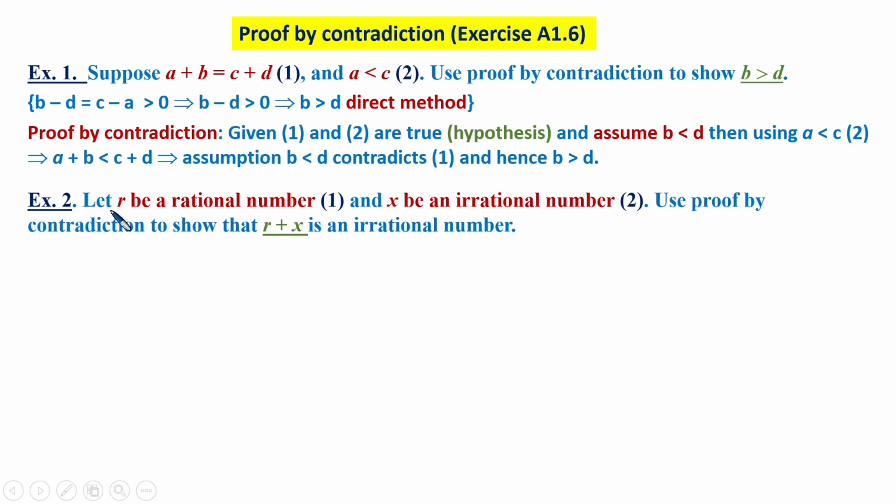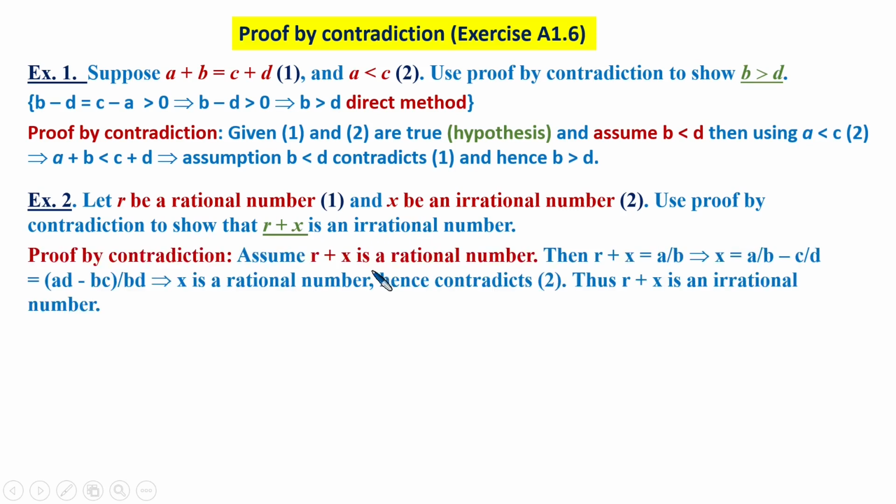Now exercise 2. Let R be a rational number. This is one condition, and let X be an irrational number. So this is another condition. This X is an irrational number. Use proof by contradiction to show that R plus X is an irrational number. So how do I do it? Proof: assume that R plus X is a rational number. Here it is saying it is irrational, so I assume the opposite. This R plus X is a rational number.